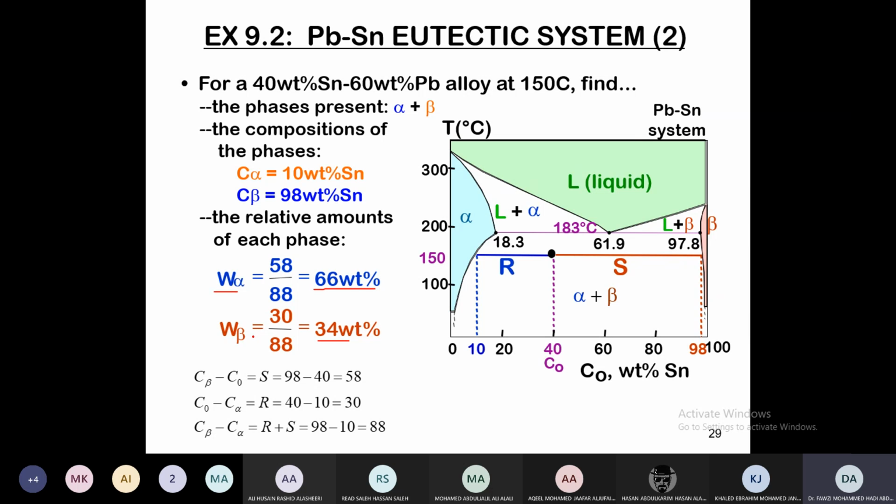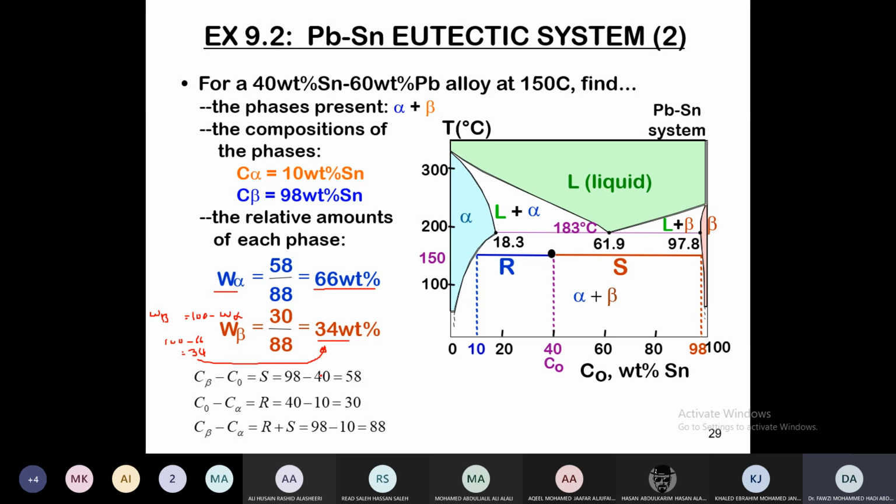Obviously, you could have gotten this instead by saying the weight fraction of beta, since it is a percentage, equals 100 minus the weight fraction of alpha. You say 100 minus 66, and this gives us 34, which is the same answer we got in the other way.